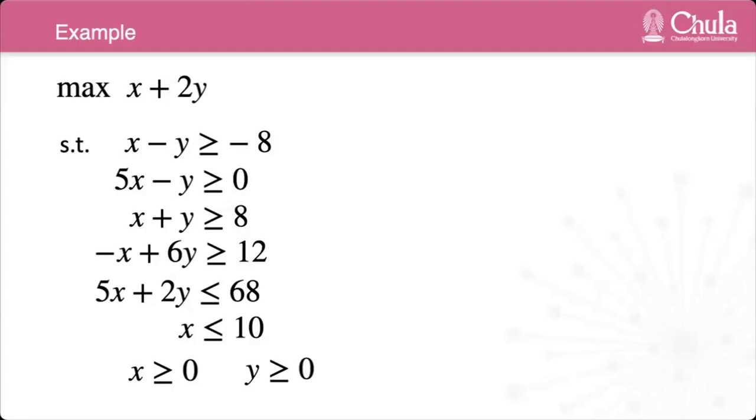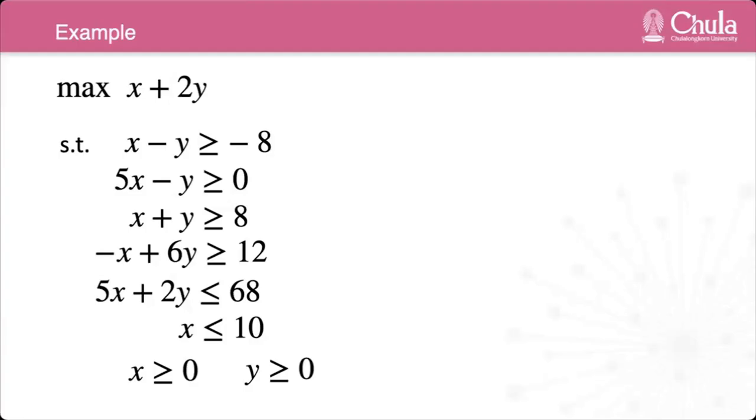But the second inequality is greater or equal to 0. You can change it to less than or equal to 0. It's okay because 0 is 0. And the next one, x plus y is greater than or equal to 8. This one you cannot multiply by negative anymore because the right hand side is positive already.